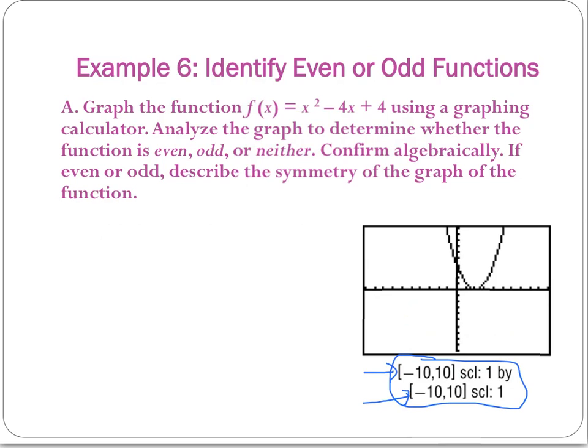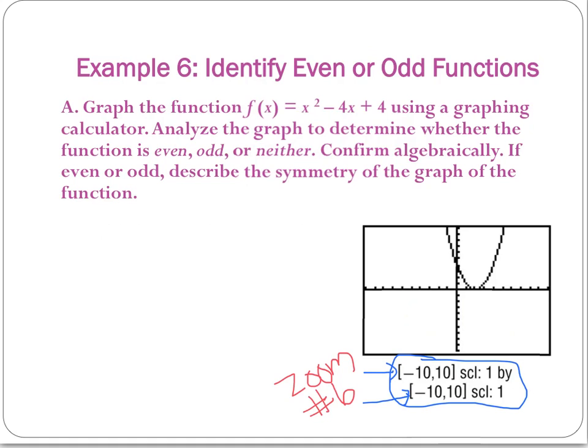And if you press graph after determining a standard window, which remember again, we can determine a standard window by doing zoom option number 6, which is a ZStandard window. And if you graph, your graph should look something like what they have here. So you should have your vertex right here somewhere around 2-ish, and you're going to have a parabola opening upwards.